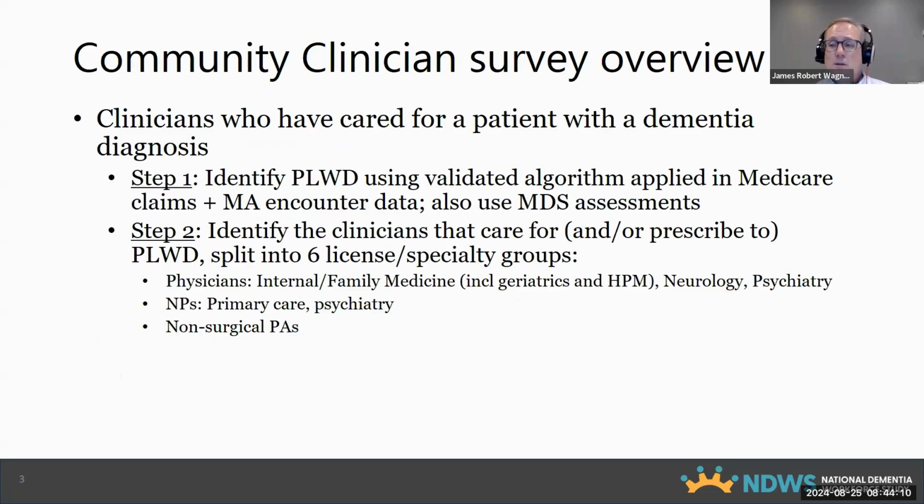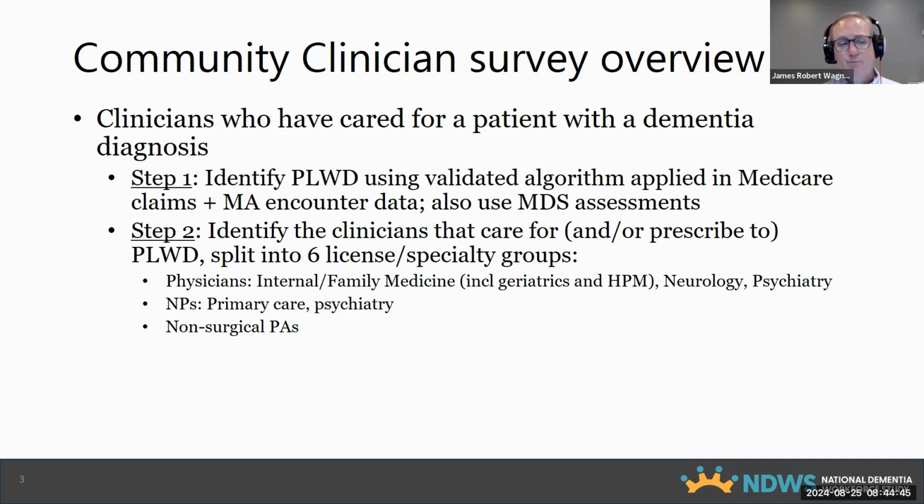So we want to interview clinicians who've cared for a patient with a dementia diagnosis. So how do we identify those clinicians? Well, in the first step, we identify all people living with dementia using a validated algorithm applied to Medicare claims plus MA encounter data, and we also use MDS assessments. And so the procedure allows us to identify the full population of persons living with dementia who have a diagnosis in the system.